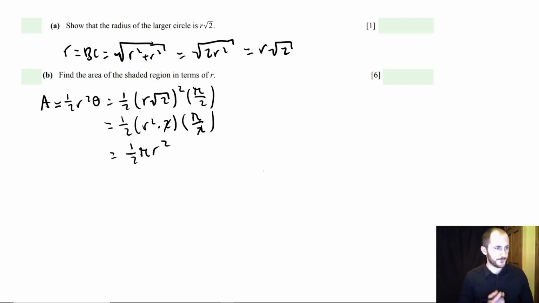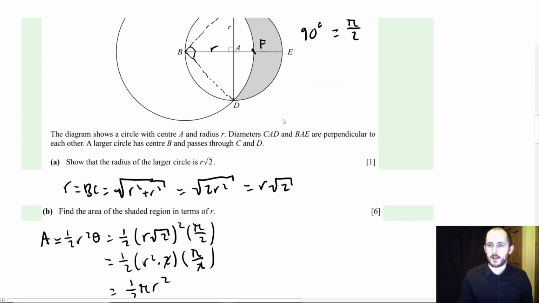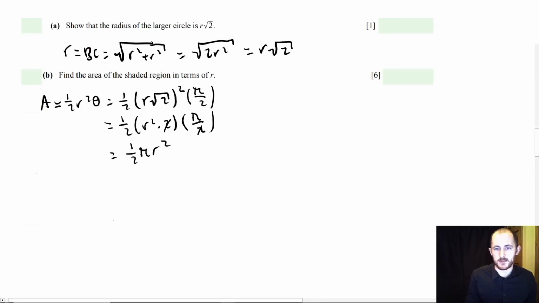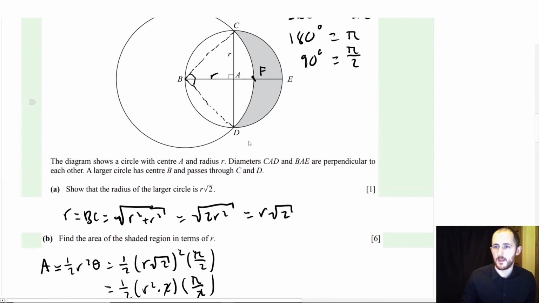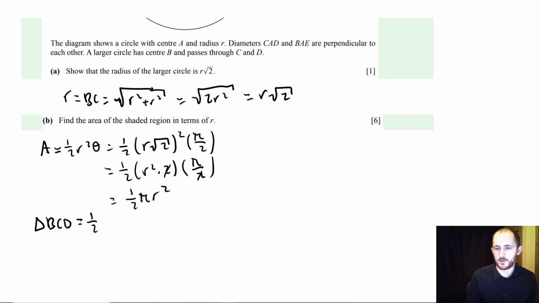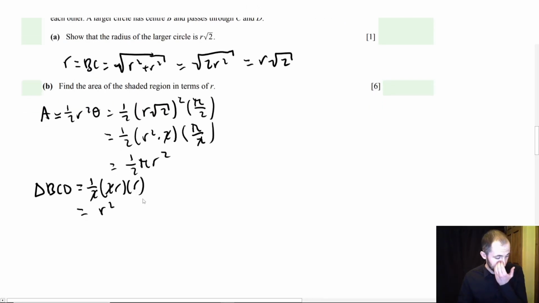Cool. The next thing I want to work out anyway is the triangle BCD. So that's going to be quite easy. It's just going to be standard half base times height. The base is r plus r, 2r, and the height is r. So 2r times r. So we can cancel out the 2 here and the 2 there. So we're just left with r squared.